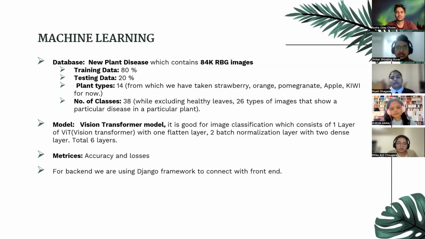The model which we initially tried to implement was the CNN model, but as you can see, the dataset is very big. So we shifted to the vision transformer model, as it will help us give a proper understanding of the image classification.